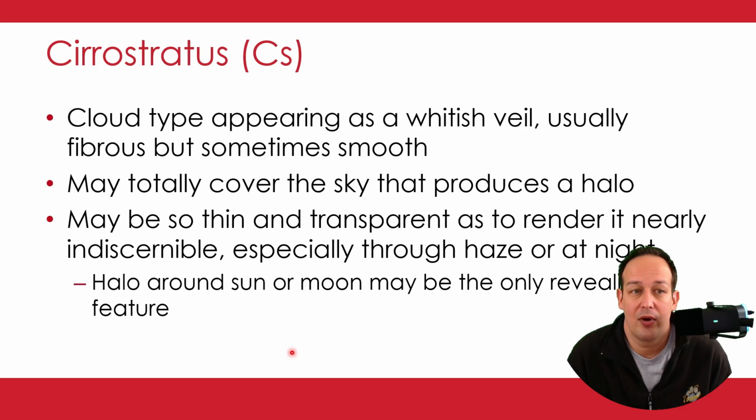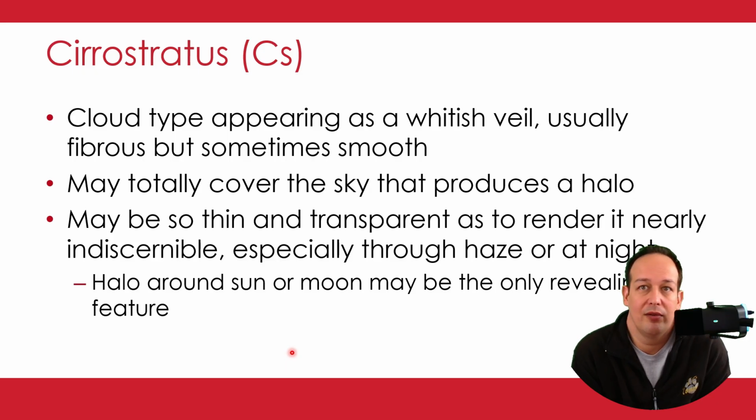Then we have cirrostratus. So this cloud type appears as a whitish veil, usually fibrous, but sometimes smooth. It may totally cover the sky and produce a halo, and it might be so thin and transparent as to render it nearly invisible, especially through haze or at night. And so, like I said, it covers the entire sky. You don't see it. The only way you see it is maybe at night.